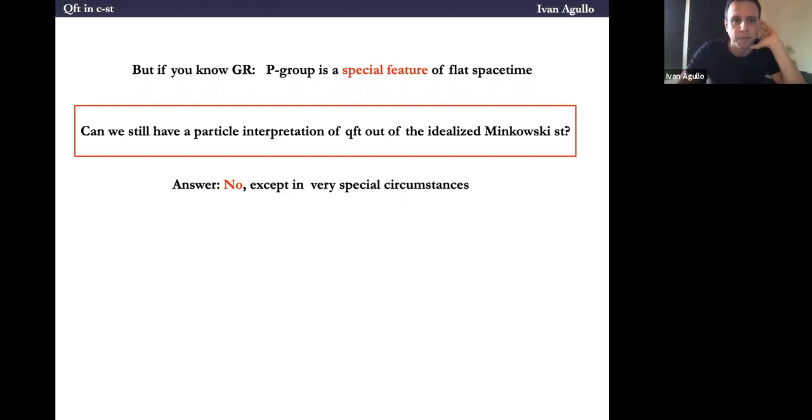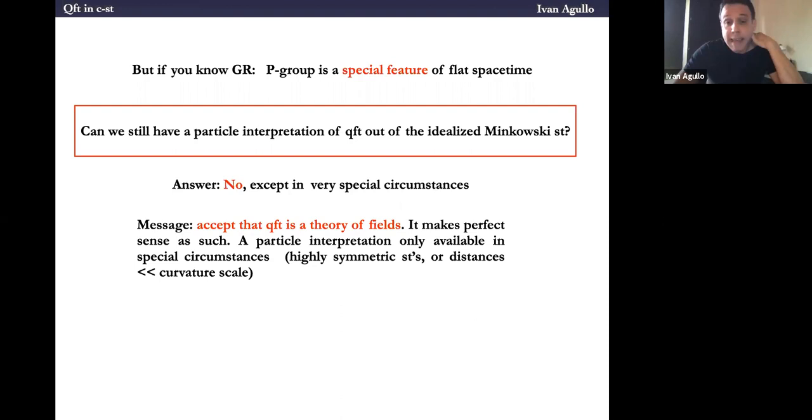The message that you need to take with you is to accept that quantum field theory is a theory of fields, and as such, it makes perfect sense. Particle interpretation is extremely useful, but is only available in special circumstances. Whenever we have a lot of symmetries, or whenever we focus on distances much smaller than the curvature scale, there is a particle interpretation. But in general, there is not. So in general, the notion of particle, even the notion of vacuum, is ambiguous. And this is the main message I want to communicate at the end of this lecture.